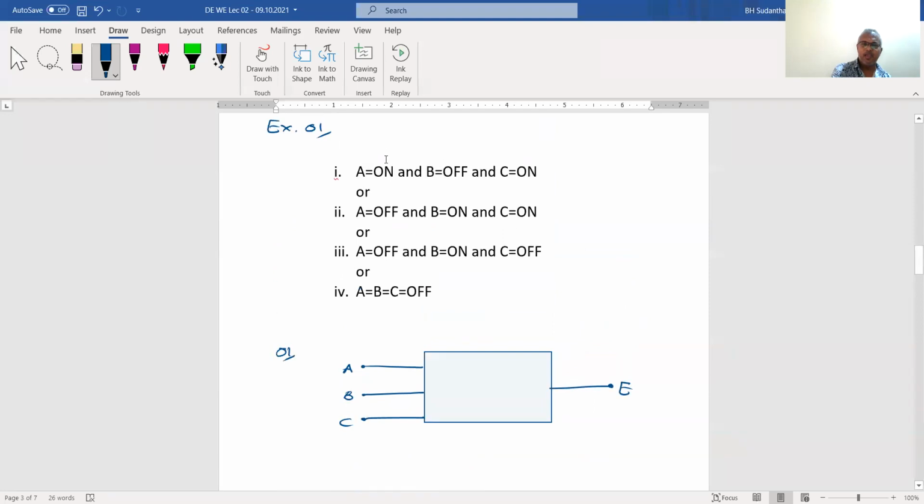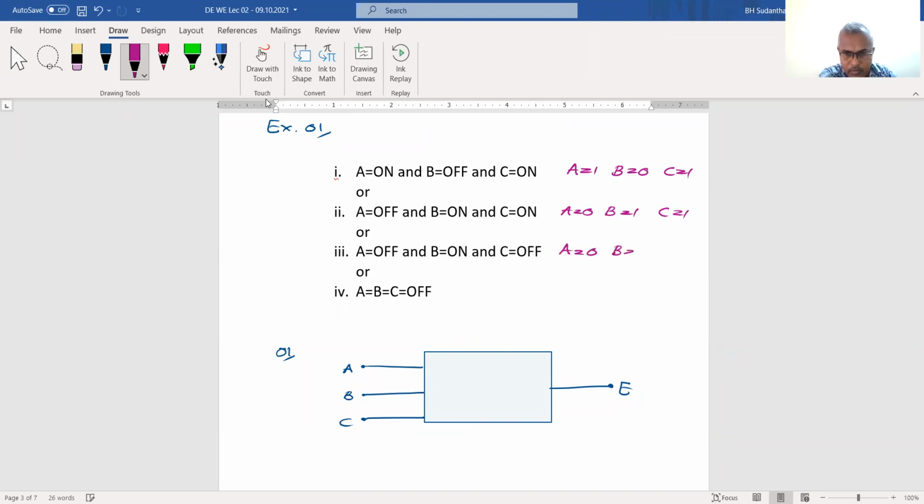The first combination is A on, B off, C on. Here the meaning is A on means A is 1, B is 0, C is 1. Here, A0, B1, C1. Here, A0, B1, and C0. This is A0, B0, C0.